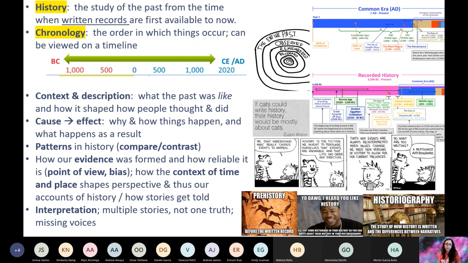The point is, history is all about interpretation. There are many stories of the past. There are many different perspectives of what the past would have been like. And history is all about finding a method and getting good at it in order to make sense of the past in a way that's as close to accurate as we possibly can get.